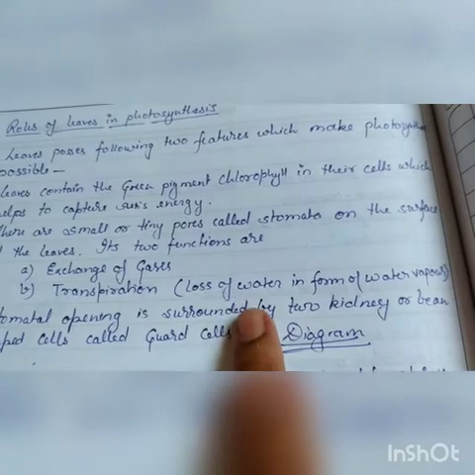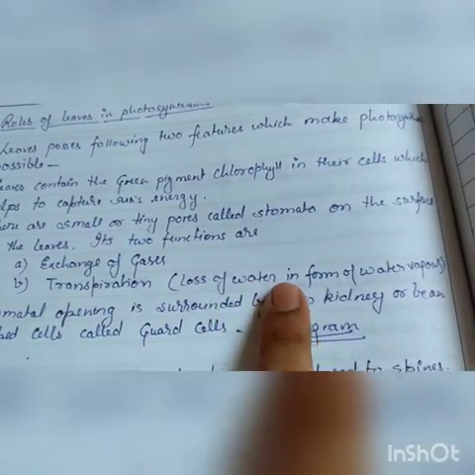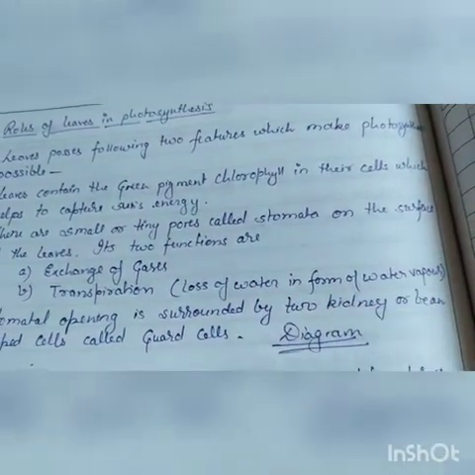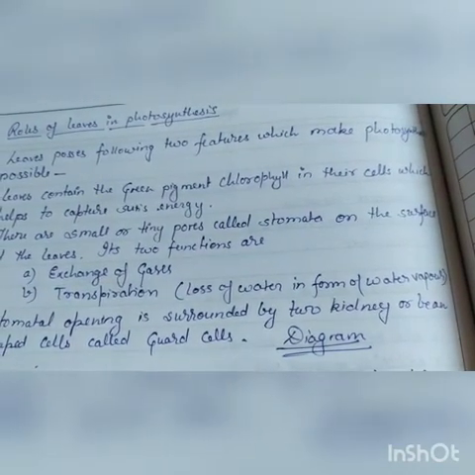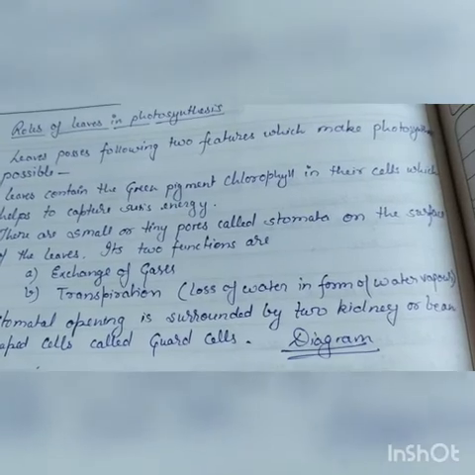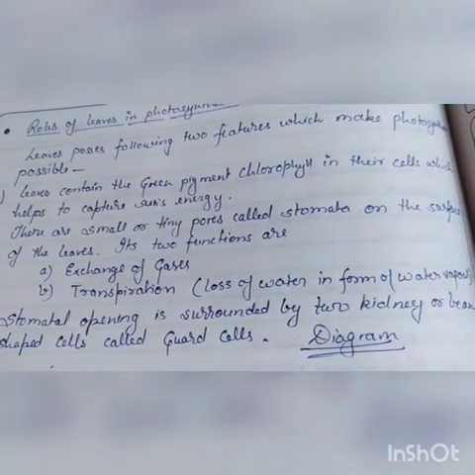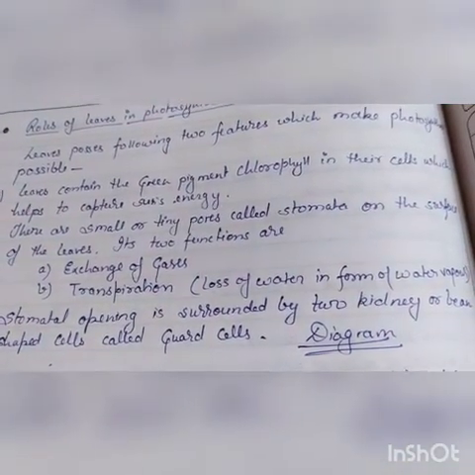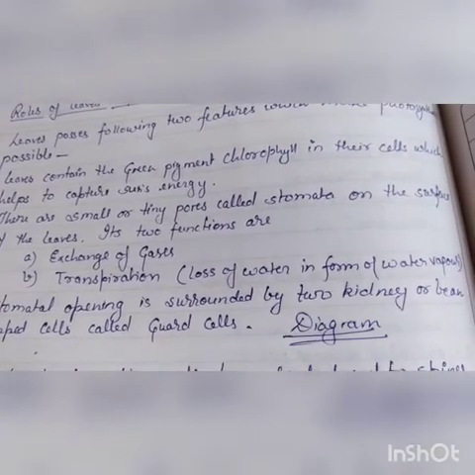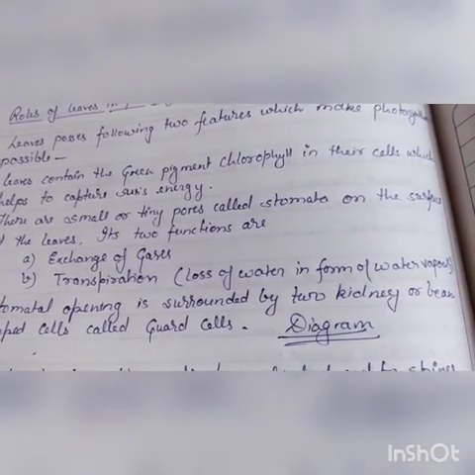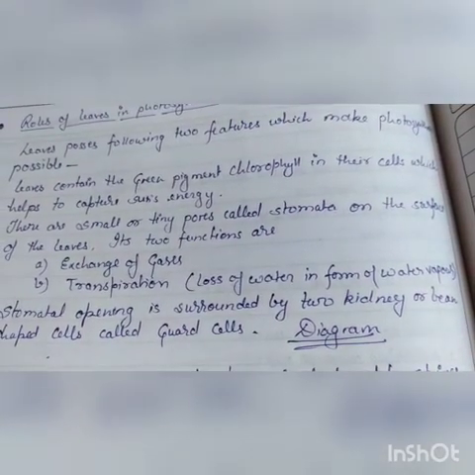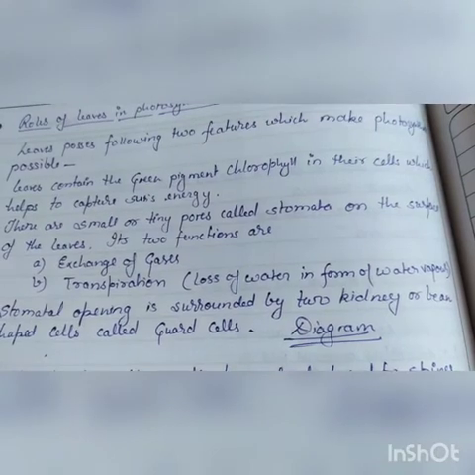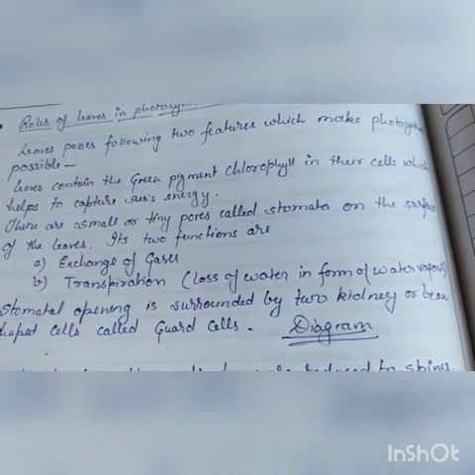What is transpiration? Transpiration is the process of loss of water in the form of water vapor, because whenever excess water is there in a plant, it leaves the surface of the plant through stomata in the form of water vapor. This process is called transpiration. So there are two main functions of stomata, that is exchange of gases and transpiration.